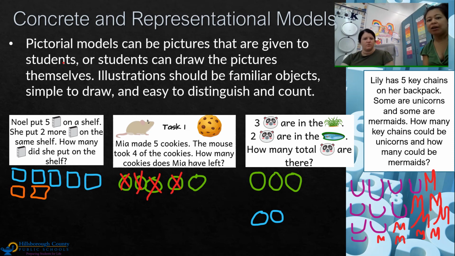All right, so now we went from the concrete, now here's our pictorial representations. Pictorial representations just mean they're pictures that are either given to students or students can draw them themselves. Illustrations should be like familiar objects, like if I can draw a circle, then that's what I'm doing. It's not an elaborate drawing.